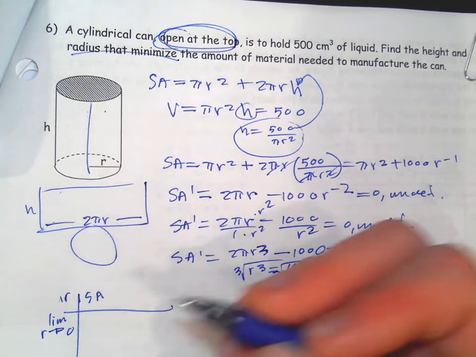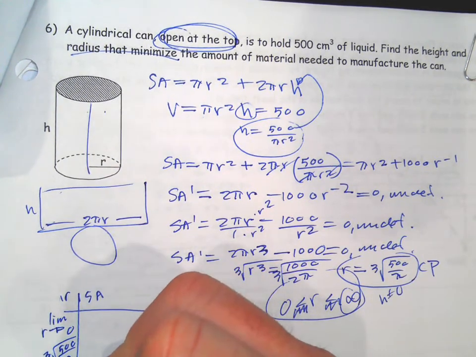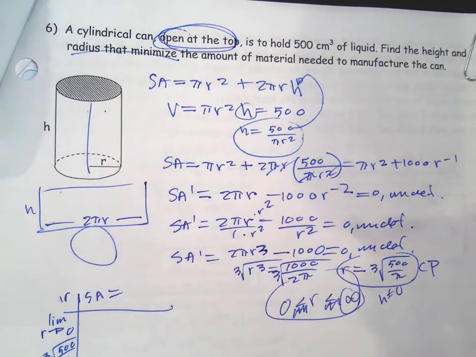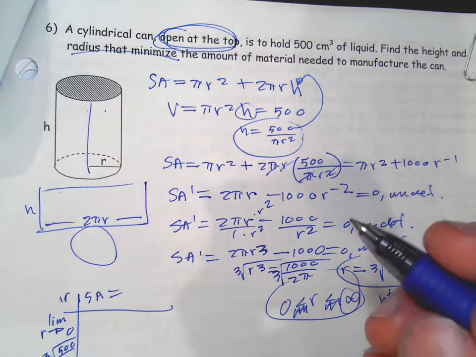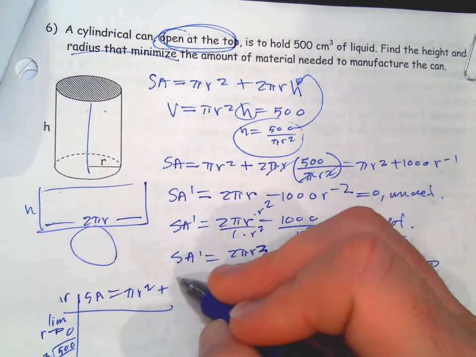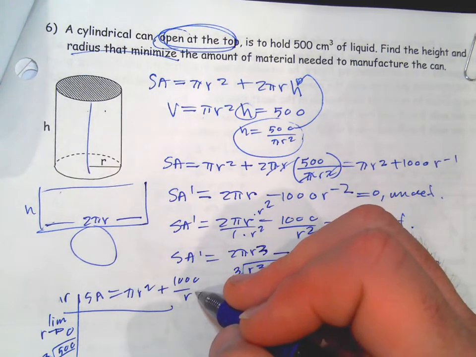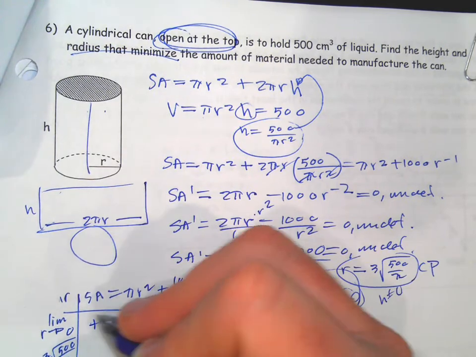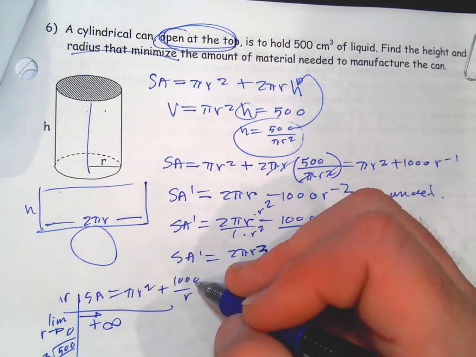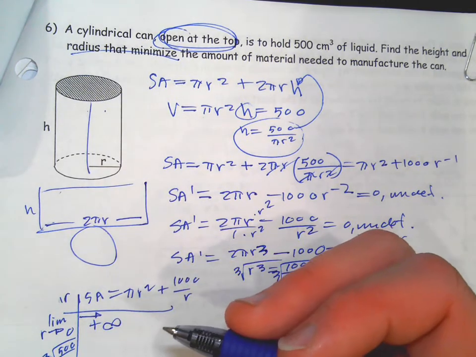And then we had cube root of 500 over pi, and then we'll take the limit as r goes to infinity. And we'll plug in the surface area, which was pi r squared plus 1000 over r. So this goes to 0. As this goes to 0, it blows up. It goes to positive infinity. The surface area goes to positive infinity. As r goes to infinity, that blows up, and this one goes to 0, but it still goes to positive infinity.